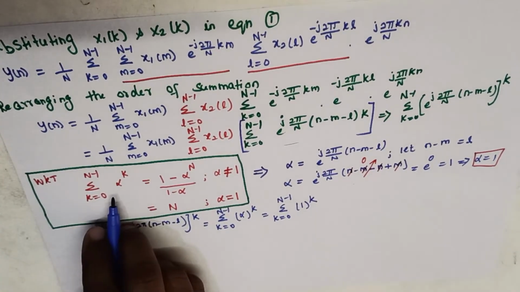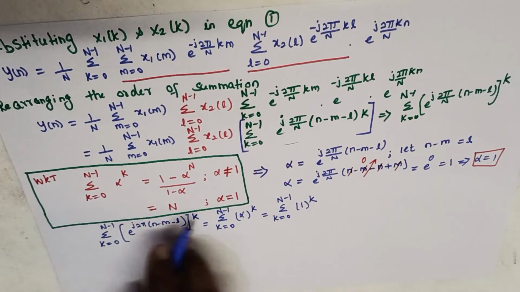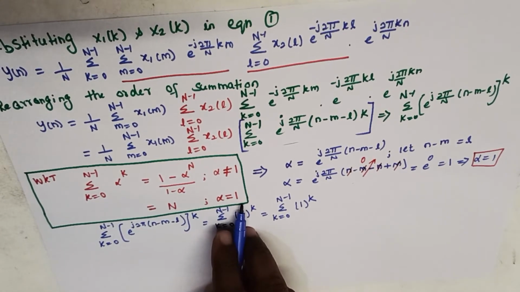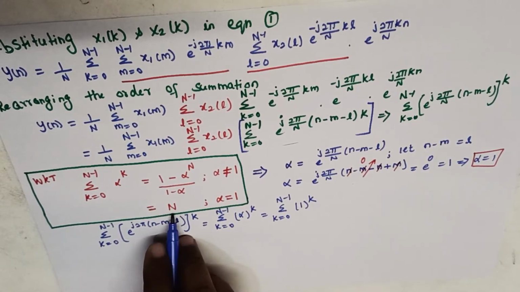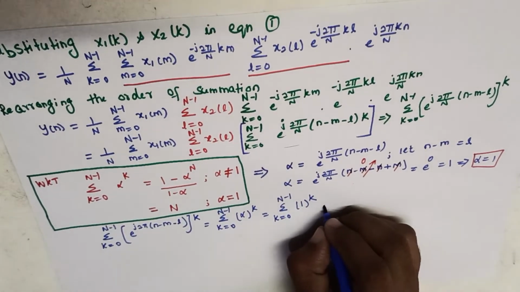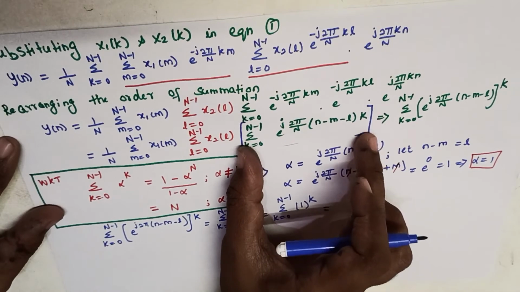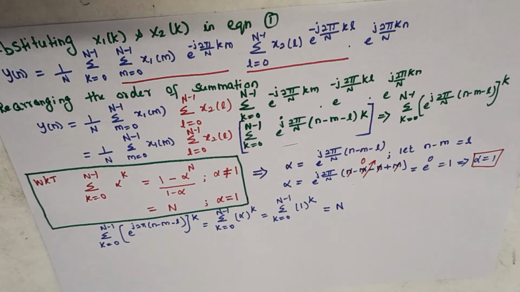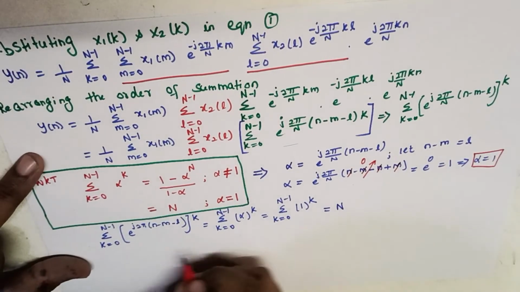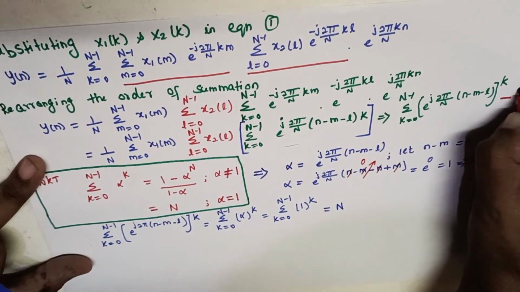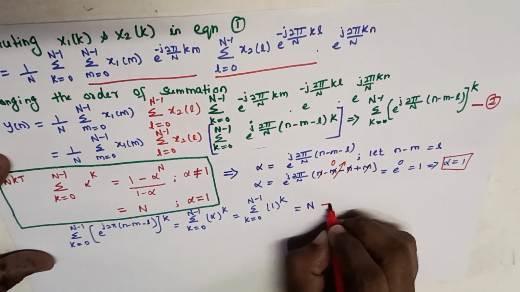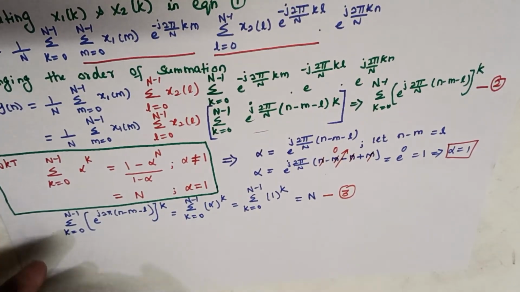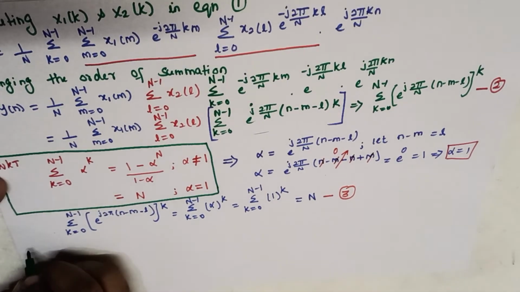Now if you compare this equation with this formula, in the place of alpha we have 1. Whenever alpha is equal to 1, this summation gets reduced to n. So now this entire term, that is the third summation term, gets reduced to n. Now substitute this value in equation 2. Let's take this as equation 2 and this as equation 3. Now substituting 3 in 2.